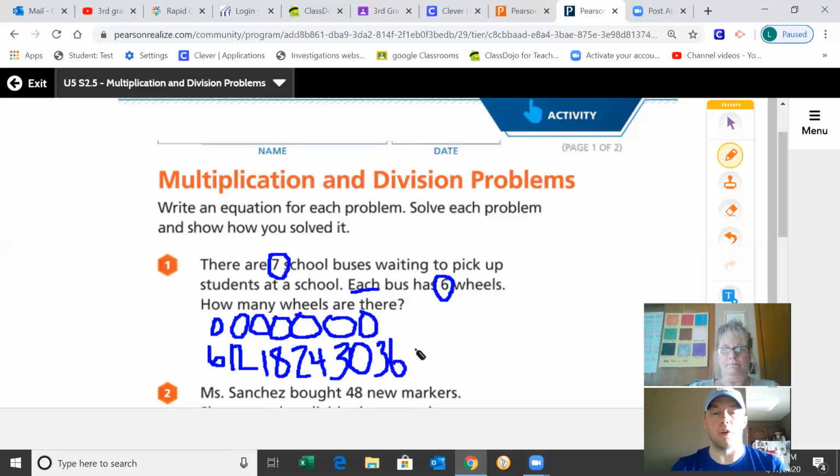And I know a trick, and it has a pattern with ones. So I know my first number I started with was 6. And the next number is 12. So my next number, I think, should end with a 2. So I'm going to say the next number is 42. It's a little pattern with ones. You'll see there. So I'm going to say that the total number of wheels is 42. And the multiplication sentence would be 7 times 6 equals 42.